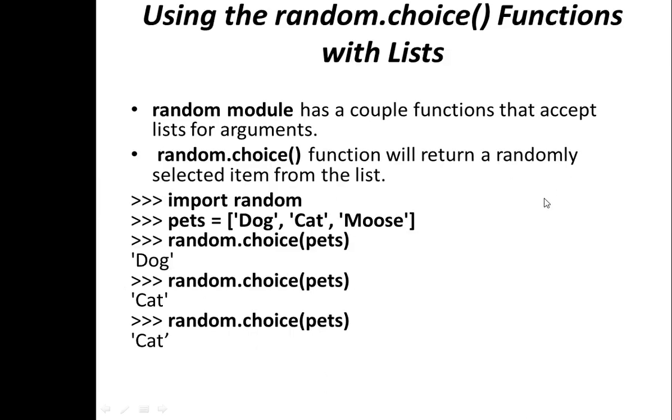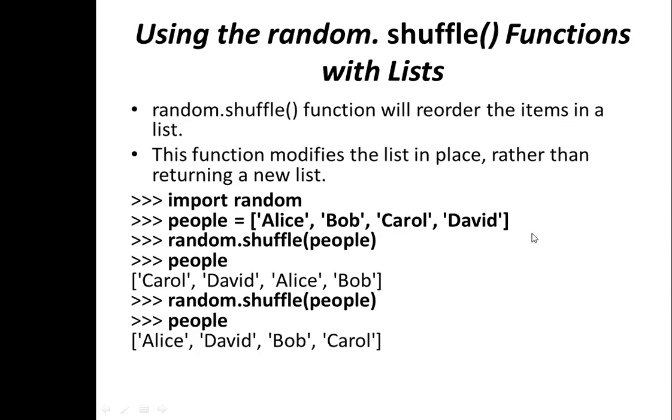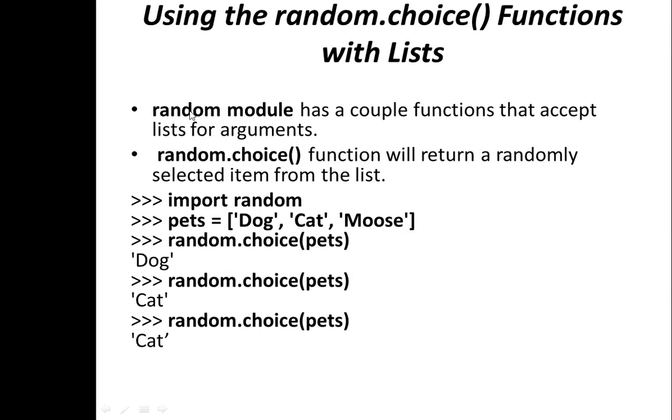Let's go to the next function, called the choice function. One more is the shuffle function. These two functions are available in the module called random. So the random module has the choice function and the shuffle function. That's why, when you are using these two functions, please import this module: import random.